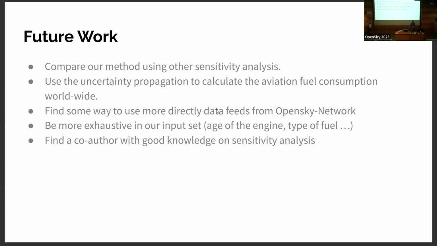It would be interesting also to find some way to use data feeds from OpenSky Network more directly, because for now we are depending heavily on the generation of OpenAP, due to the forced interpolation over the ocean, for example. We would love to be more exhaustive in our input set. So it would be interesting to add the age of the engine, the type of fuel that is used to modify the takeoff weights, etc. I mean, the world is your limit. We've seen so many different presentations that could use this uncertainty analysis.